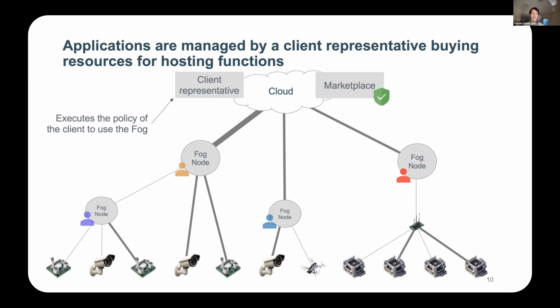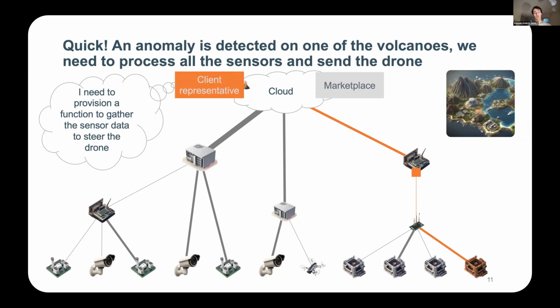So if we go back to our use case, here we have one sensor that has detected an anomaly on our volcano, and thus the function that processes the data will forward this message because it's important data, and thus the client representative will know that it now needs to deploy a new function to process and collect the data from all the sensors around this volcano, so hundreds of sensors, process the data and find the location of this anomaly. We do this because we want to send a drone and inspect the anomaly in real time.